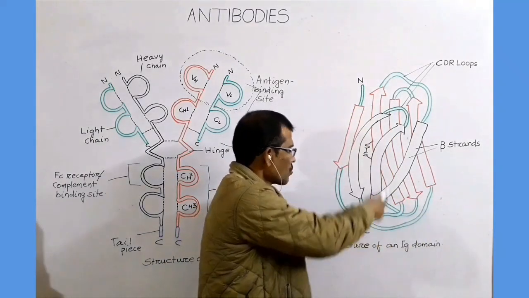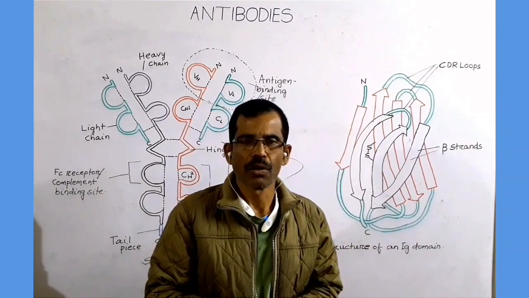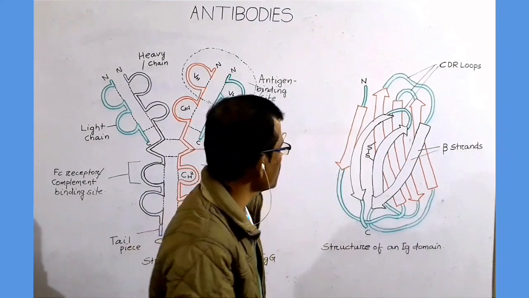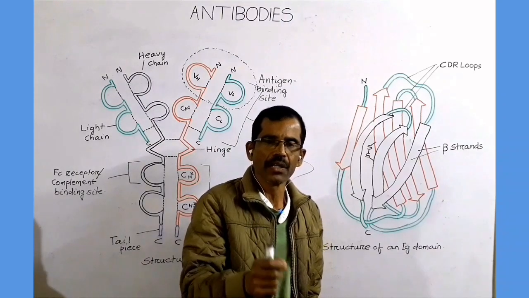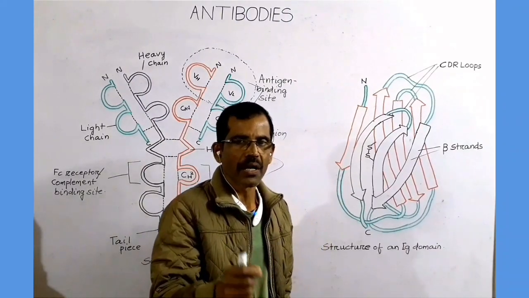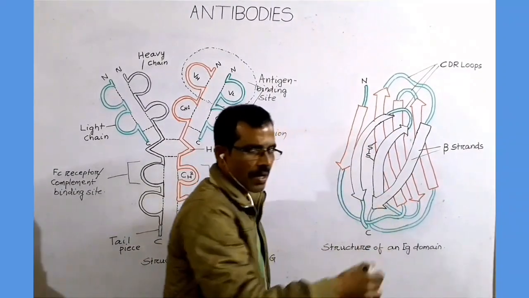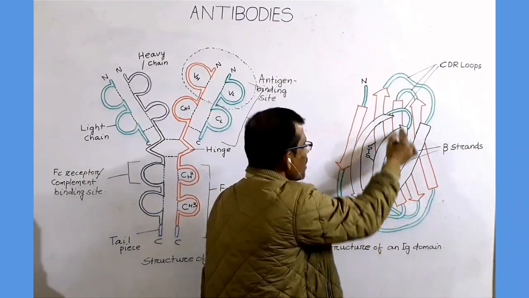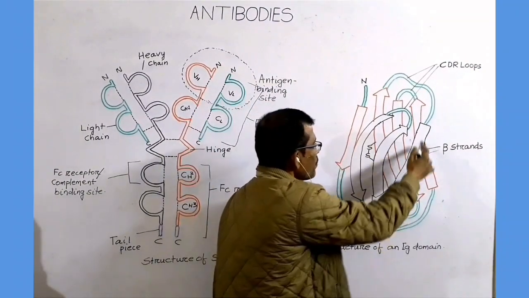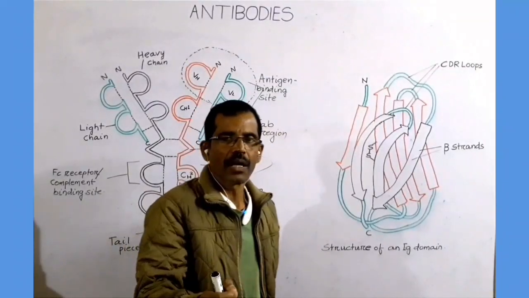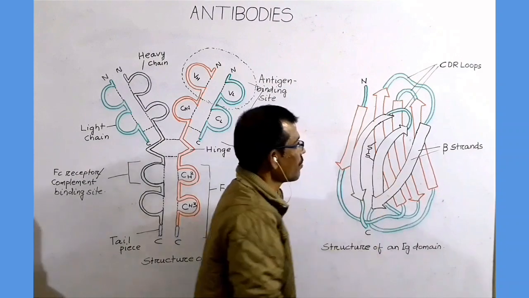This figure shows the structure of an Ig domain. Each Ig domain is composed of two layers of beta-pleated sheet connected by disulfide bridges. Each beta-pleated sheet contains 3 to 5 antiparallel polypeptide chains. Here you can see that these polypeptide chains are antiparallel. Red colored polypeptide chains represent one layer of beta-pleated sheet and the black colored polypeptide chains represent another layer of beta-pleated sheet, and these two layers are connected by a disulfide bridge.